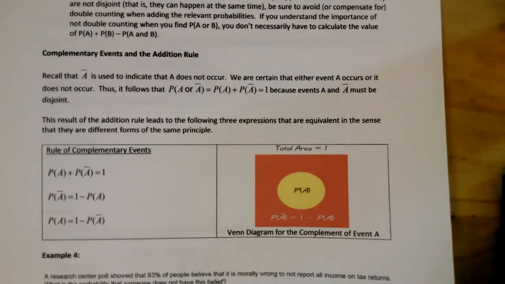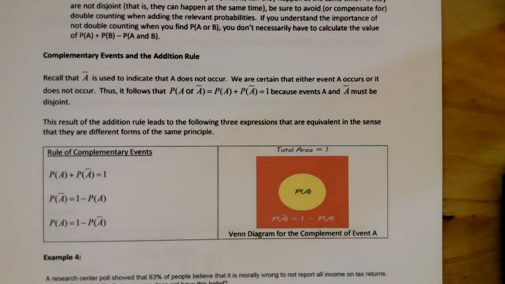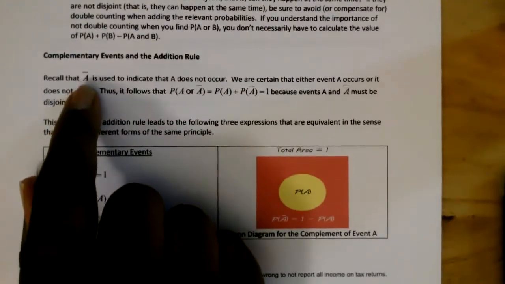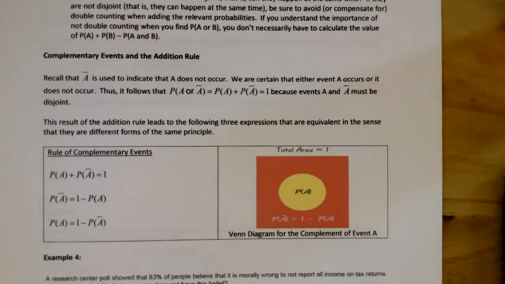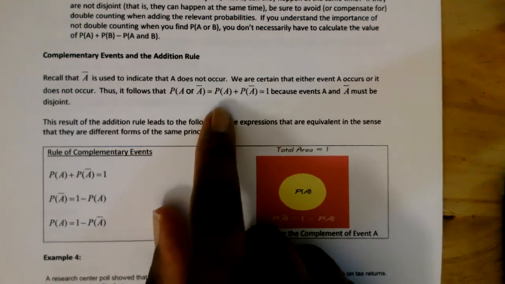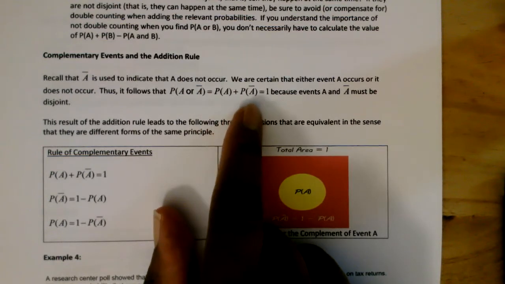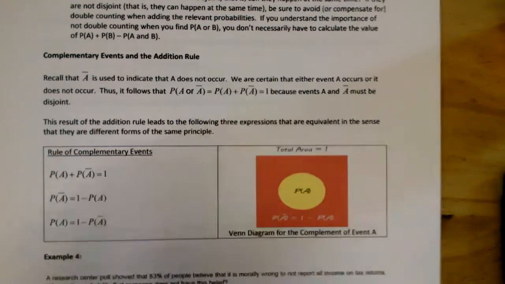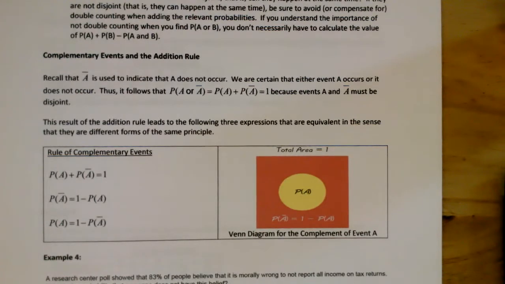All right, next we'll talk about complementary events and the addition rule. If you recall, back in section 4.1, that A with the bar on top is used to indicate that A does not occur. We are certain that either event A occurs or it does not occur. Thus, it follows that the probability of A or A complement is equal to the probability of event A plus the probability of A complement. That's equal to 1, because events A and A complement must be disjoint.